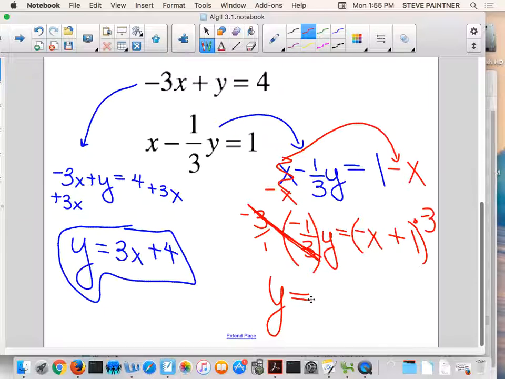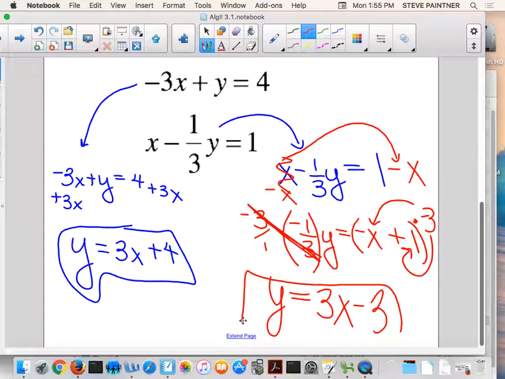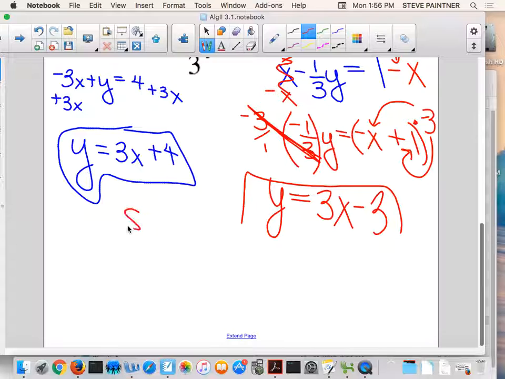What's negative 3 times negative x? Positive 3x, right? What's this? Negative 3 times 1? Negative 3. Now your job comes down to this. Compare the two equations. Same or different slopes? Same slope. But look at the y-intercept, same or different? Different.